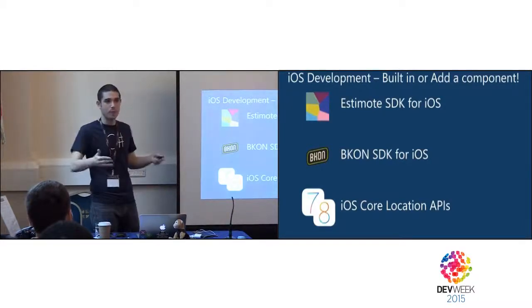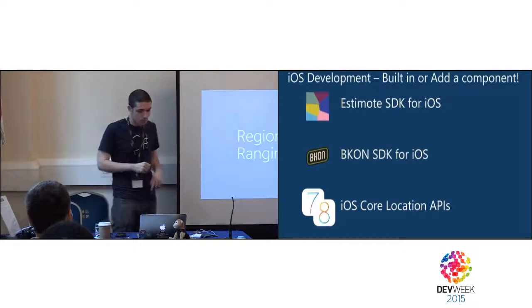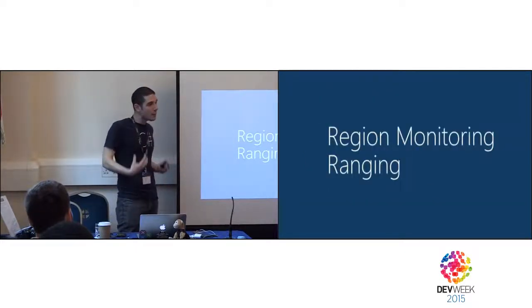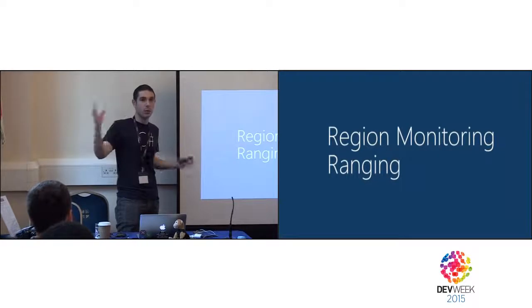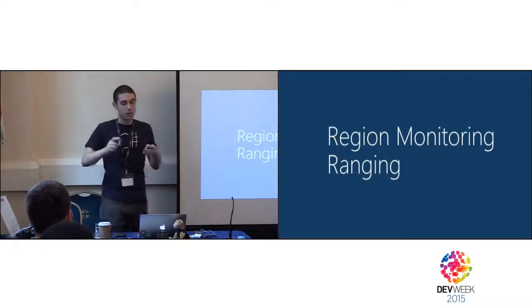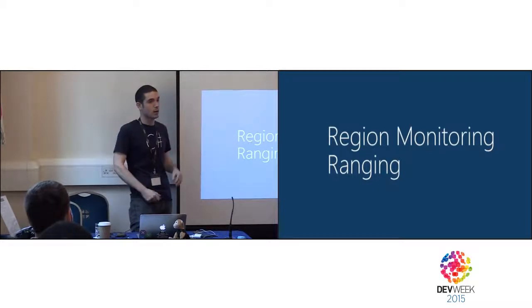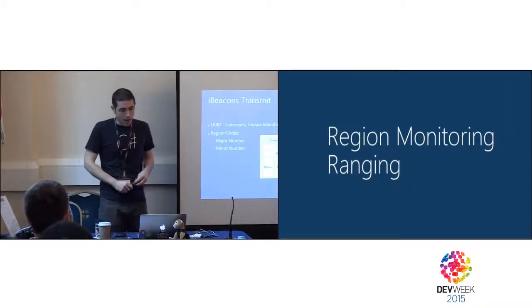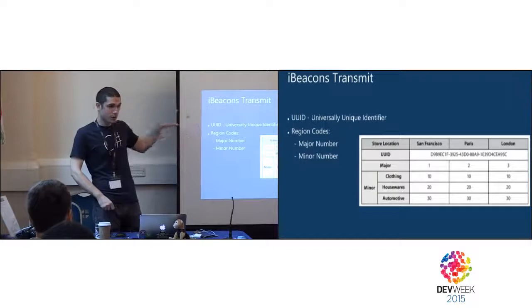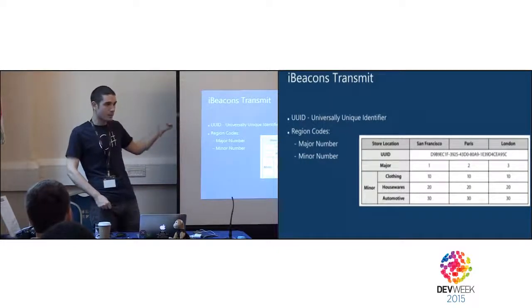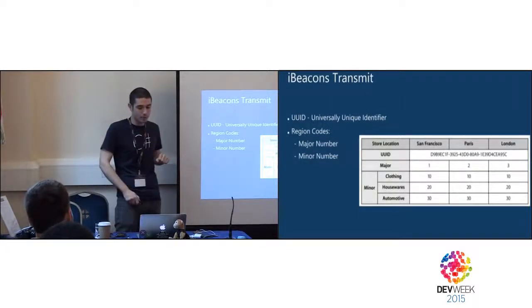But just so you know, it's built out of the box on iOS. So from the API point of view, there's going to be 2 things that we're going to do as developers. We're either going to do some region monitoring or ranging. This is the terminology that we use when it comes to beacons. And again, remember that these beacons are transmitting this data: UUID, major, minor number. That's it. That's all they care about.